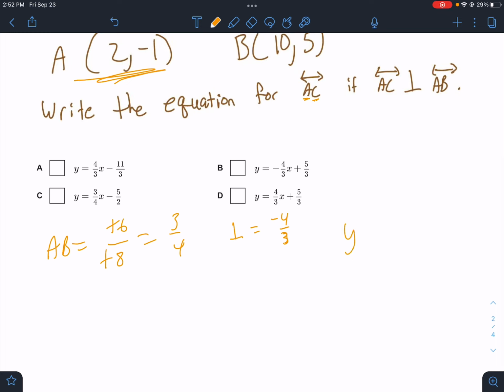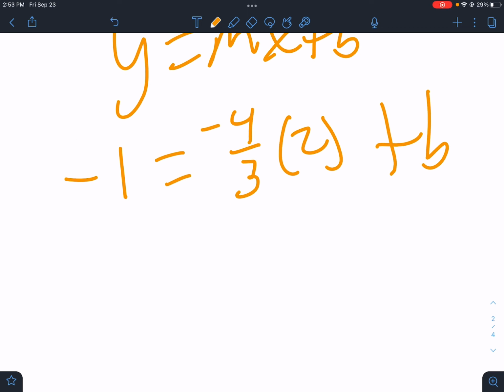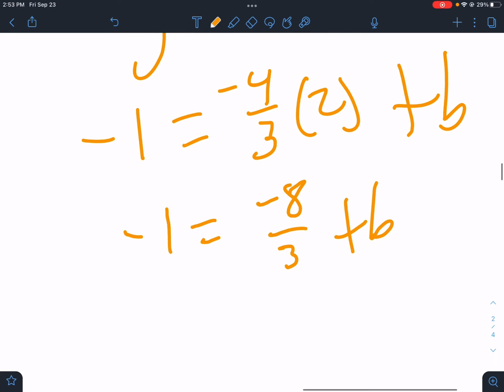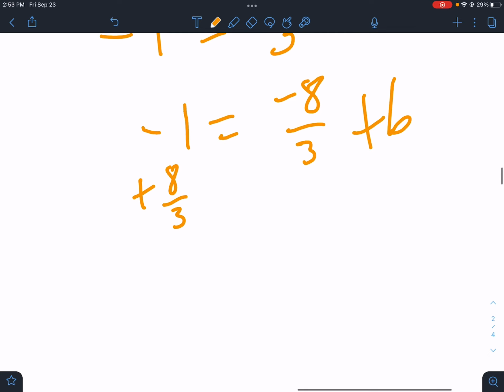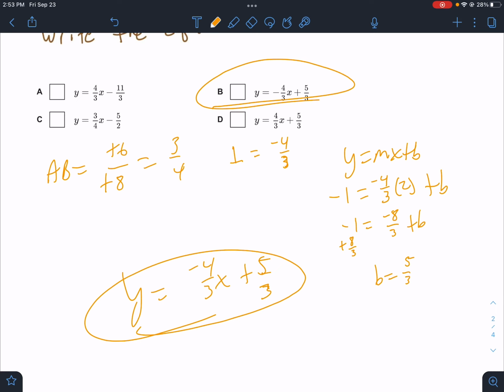So y equals mx plus b. My y value is -1, right there. Y is -1. M, we said, is -4/3. X is 2, plus b. So we plugged in y, we plugged in x, we plugged in m, we're solving. So -1 equals -8/3 plus b. So we're going to add 8/3. So b equals 5/3. So it's going to be y equals -4/3 x plus 5/3.